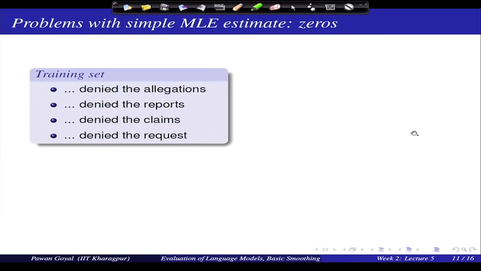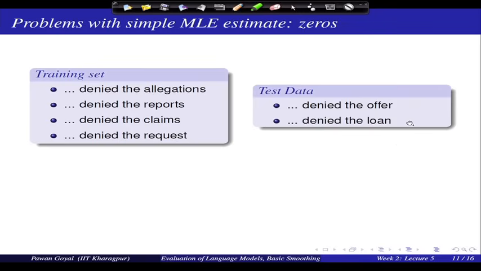Suppose I am learning my trigrams, and in my training data, I have seen the following sentences. I have seen these many occurrences: denied the allegations, denied the reports, denied the claims, denied the request. And I am learning a model of finding out the word after "denied the". Now suppose in my test data I see these two occurrences: denied the offer and denied the loan. So what would happen to the perplexity of my model?